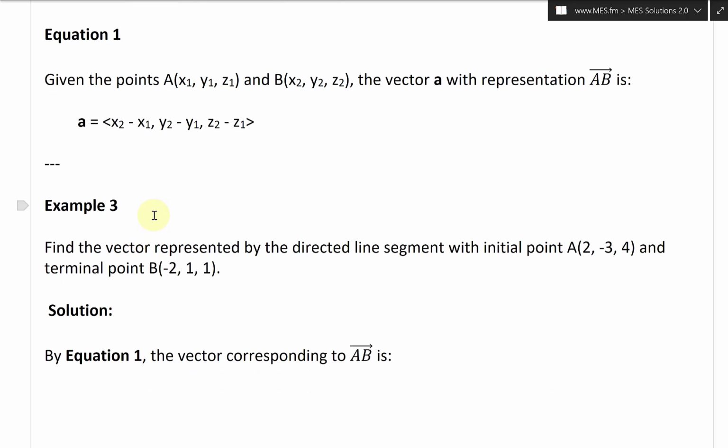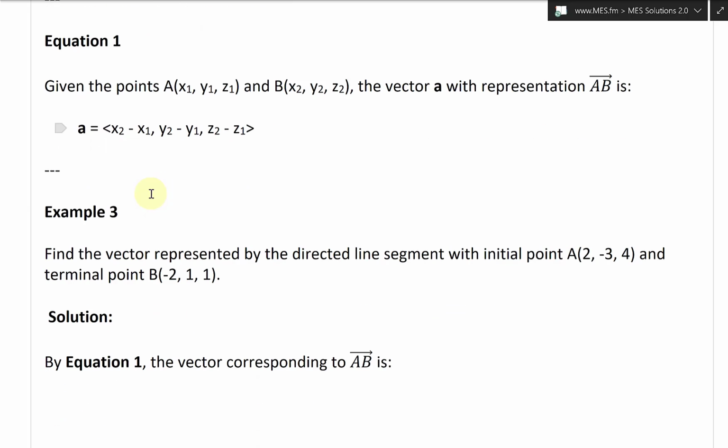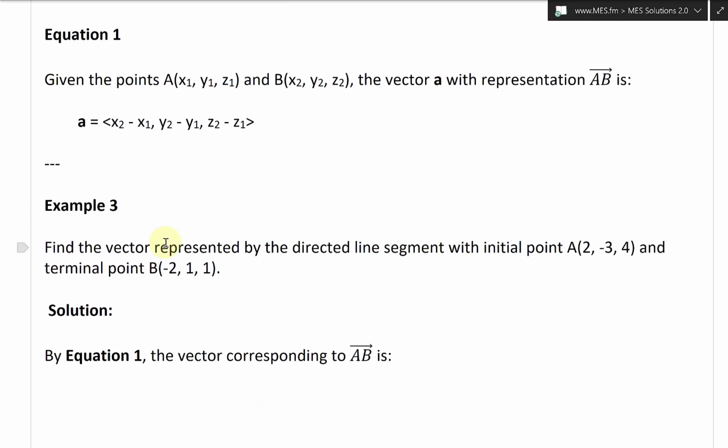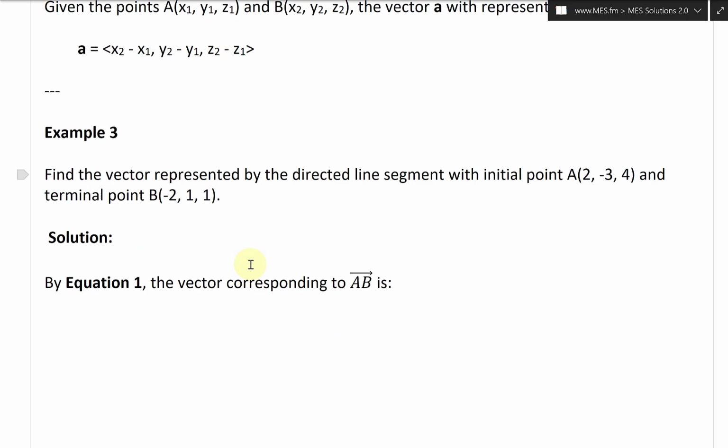Alright, so now let's take a look at an example. So example 3. So this one states, find the vector represented by the directed line segment with initial point A, 2, -3, and 4, so the coordinates 2, -3, 4, and the terminal point B, which has coordinates -2, 1, 1. So let's look at the solution.